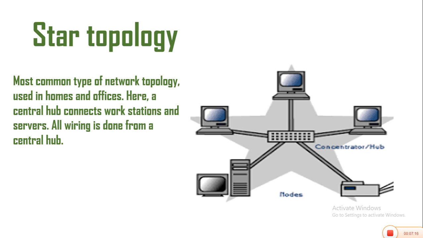Now let's look at the star topology. The star topology is the most common type of network topology. This is because it is the type of network topology used in homes, in schools, and offices. In this arrangement, a central hub connects workstations. This is the central hub, and you can see that all these workstations are connected to it, including the server. The server is connected to this hub, and the other workstations get information from this server through the hub. All wiring is done from the central hub in the star topology.